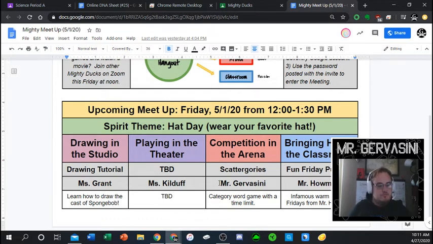So Miss Grant in the studio, she's going to show you guys and do tutorials on how to draw different SpongeBob characters. Miss Kildoff's movie hasn't been determined yet. Pick a movie, Kildoff. Competition in the arena, I'll be doing simple games to start. We're going to start with categories for Gladiator Pit. You don't know what that is, you can Google it, but you think of words for a category under a certain time limit, get points for the word that matches the letter that was chosen. It's all online, got a website for that. And then over in the classroom, Mr. Howman's infamous warm-ups. You can work on some of those.